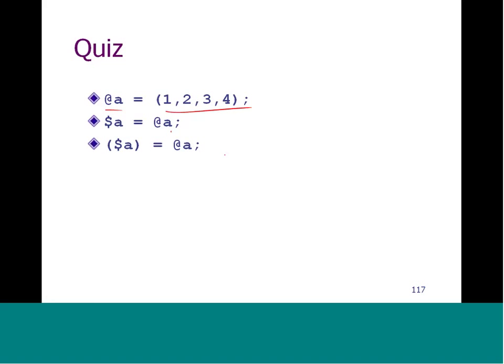I am sure that you may have guessed it right away, this is something that we covered in the last lecture. @A denotes the number of elements, so $A equal to @A, this assignment assigns the number of elements to this one, converting the array context into a scalar context. So the answer is $A is 4. But what about the second one?